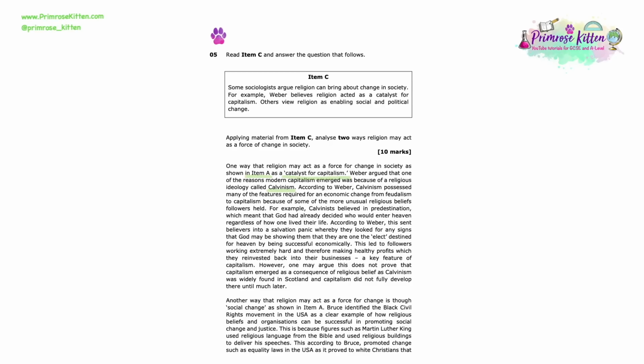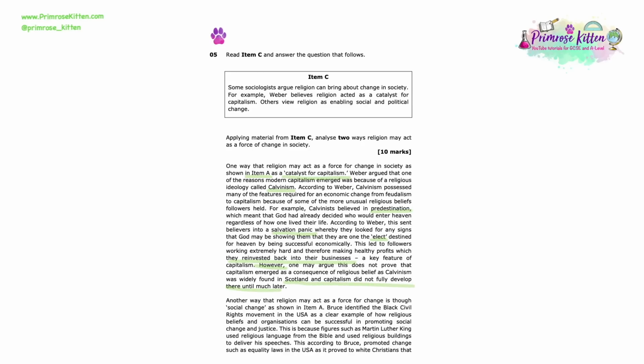For example, Calvinists believed in predestination, which meant that God had already decided who would enter heaven, regardless of how one lived their life. According to Weber, this sent believers into a salvation panic, whereby they looked for any signs that God may be showing them that they are one of the elect destined for heaven by being successful economically. This led to followers working extremely hard and therefore making healthy profits, which they reinvested back into their businesses, a key feature of capitalism. However, one may argue that this does not prove that capitalism emerged as a consequence of religious belief, as Calvinism was widely found in Scotland and capitalism did not fully develop there until much later.